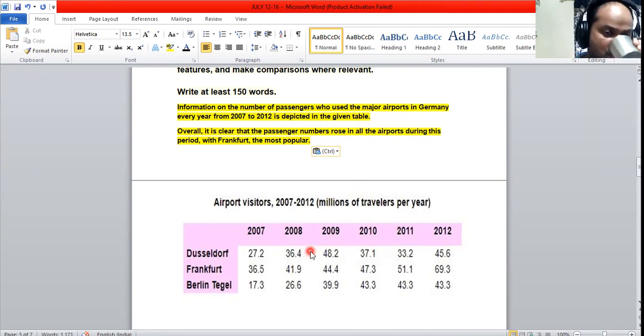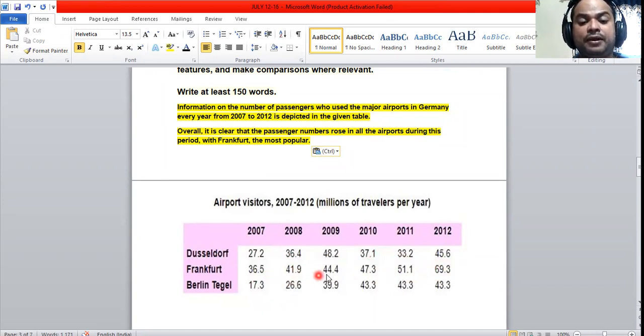Now, when I move to the overview paragraph: overall, as you see in the picture here, it's clear that the passenger numbers rose in all airports during this period, with Frankfurt the most popular. So you can say the passenger numbers increased all through the years in all these three airports, and Frankfurt was the most popular.